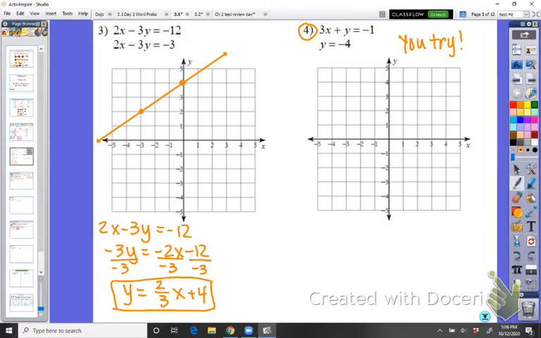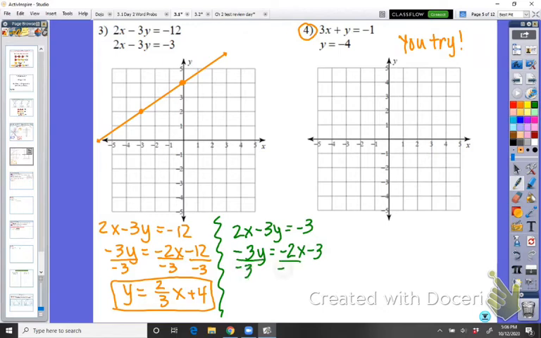All right, let's go green for the second one. 2x minus 3y equals -3. Kind of similar, you're going to subtract the 2x to bring it to the opposite side. Divide everything by a -3. This is y equals positive 2/3 x plus 1. I'm going to go to positive 1. The slope is 2/3.